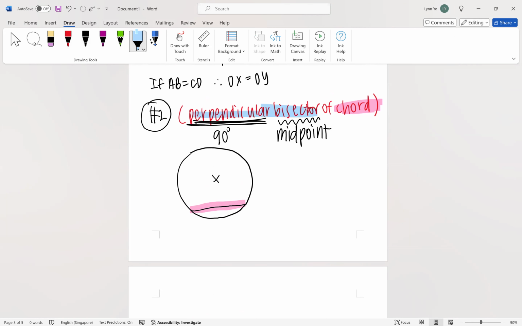So perpendicular bisector means this right here is your perpendicular bisector. And what will your perpendicular bisector do? Your perpendicular bisector will do two things. What are the two things? Number one, 90 degrees. So 90 degrees is here, number one. And what else?